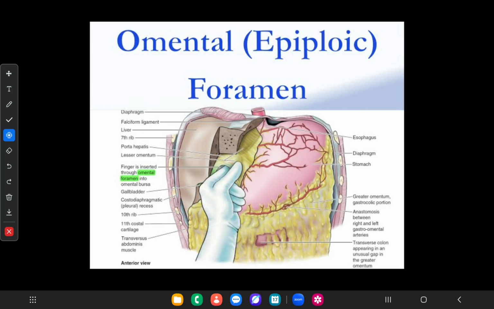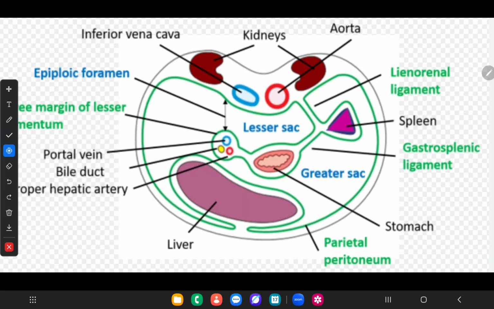Here is the clinical importance of the epiploic foramen. This maneuver is called as the Pringle's maneuver. And you can see the lesser omentum and the greater omentum. You can see the index finger goes towards the lesser sac through the epiploic foramen. Now you know what the epiploic foramen is. So let's see the boundaries.